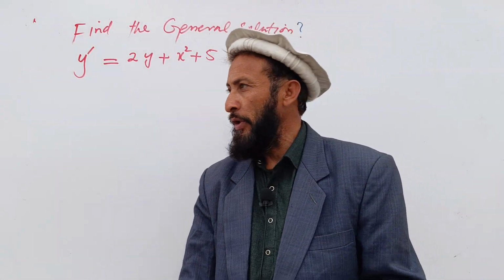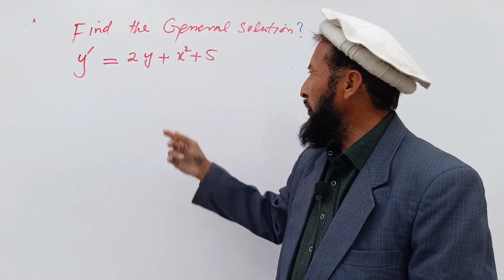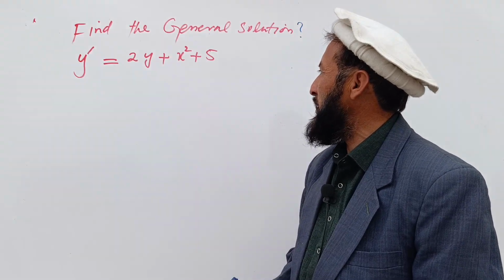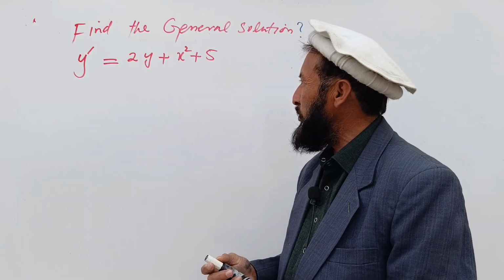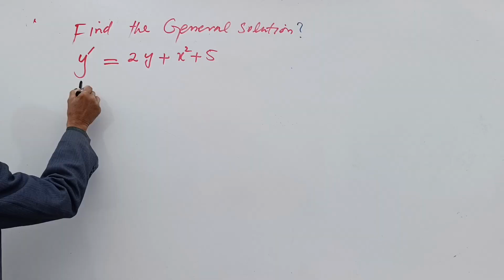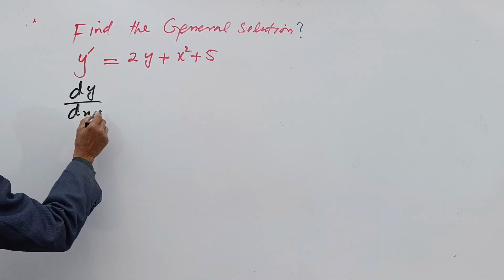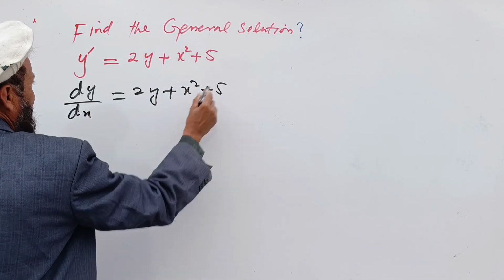Today we have a very interesting general solution question. y dash is equal to 2y plus x square plus 5. So how can we find the general solution, that is, find the value of y from the given differential equation dy by dx, that is called the first derivative, equal to 2y plus x square plus 5.